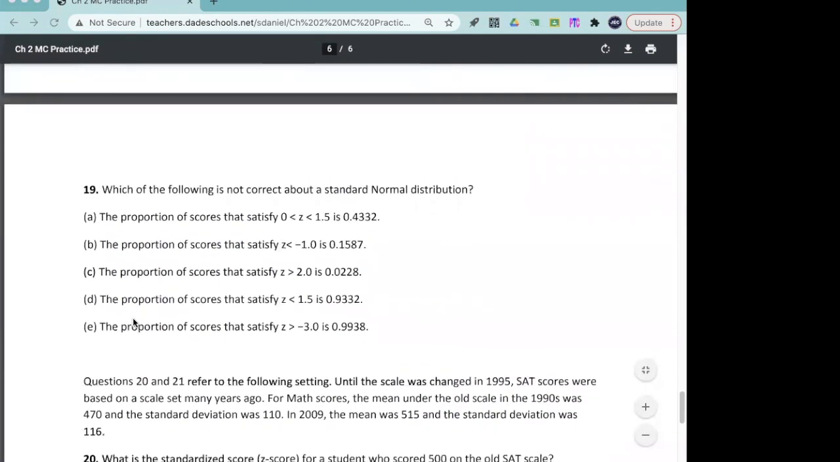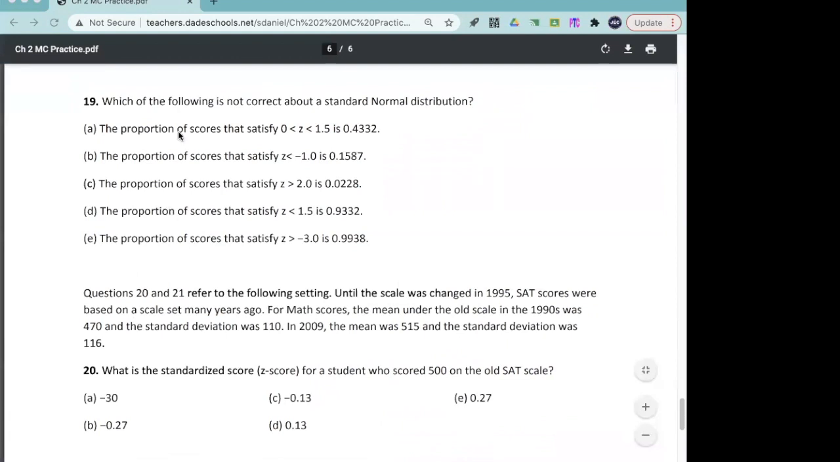Okay, 19, which is not correct about the standard normal distribution. So these you could just check with your graphing calculator. Either you have it memorized, or you can just put it in. It's up to you. You could put the inverse normal of that number and see is it equal to -3 or not, and see how that works.